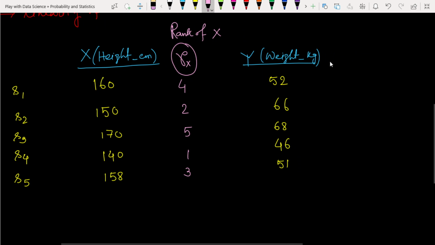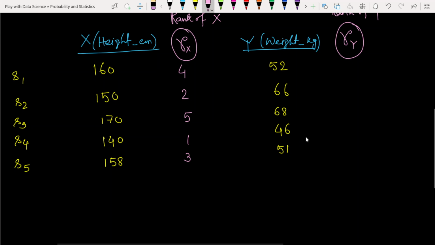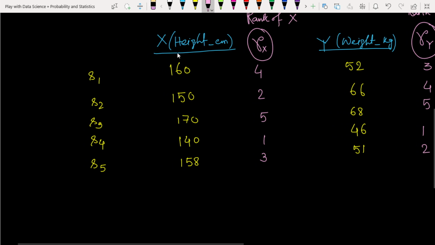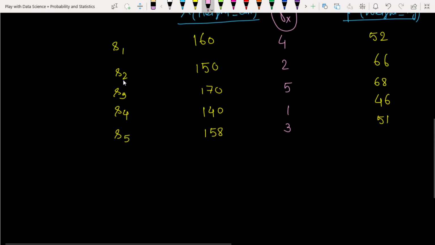Similarly, for y also we can calculate it. R of y means the rank of the data set y. Now what will be the smallest one? The smallest one is 46. The next smallest one is 52, then 51, 52. Then the fourth one is 50. This is the simple rank.